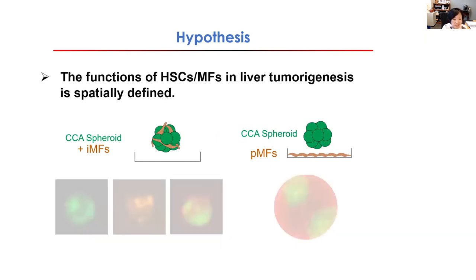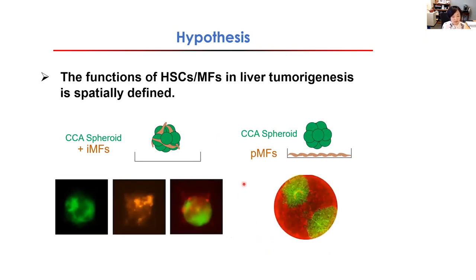So here are some examples of the spheroids that we generated. We either have the IMFs, the red IMFs, mixed within the tumor spheroids, or have the PMFs that are plated around the tumor spheroids. I want to emphasize that these myofibroblasts we use are identical cells. All the difference is just that we mix them with the tumor cells or we plate them outside the tumor spheroids.